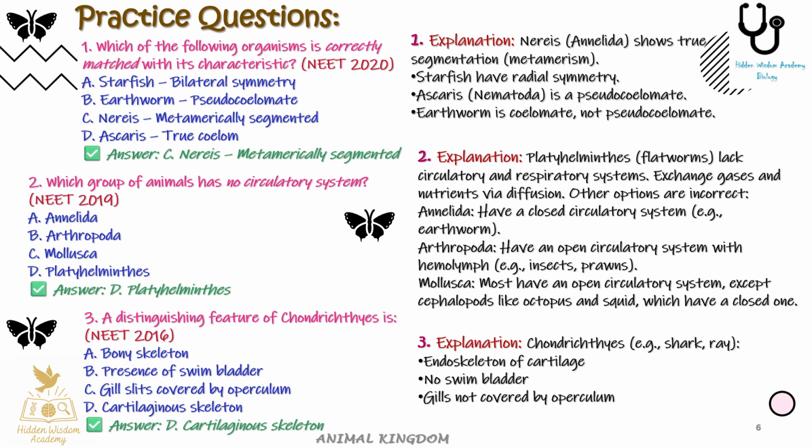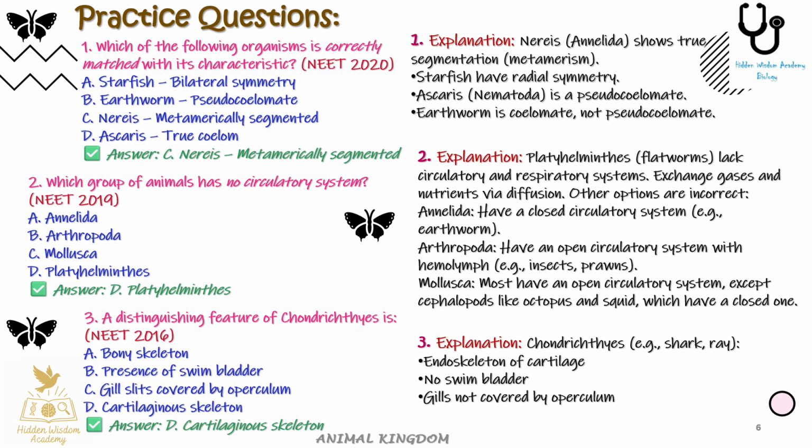Question 3. A distinguishing feature of Chondrichthyes is? From NEET 2016. Option A. Bony skeleton. Option B. Presence of swim bladder. Option C. Gill slits covered by operculum. Option D. Cartilaginous skeleton. Explanation. Members of class Chondrichthyes, which include sharks and rays, have a skeleton made entirely of cartilage.